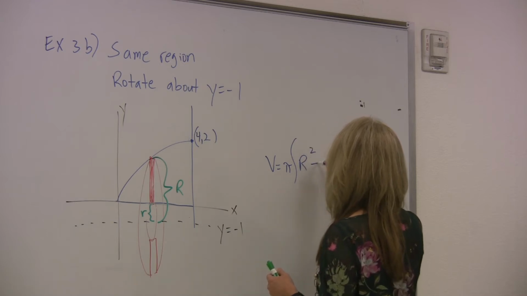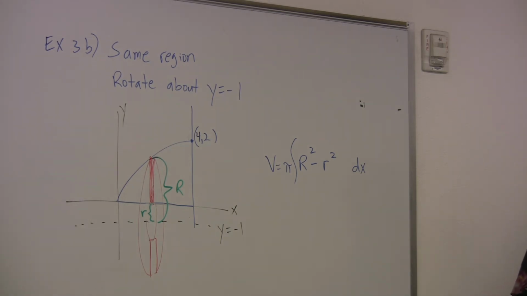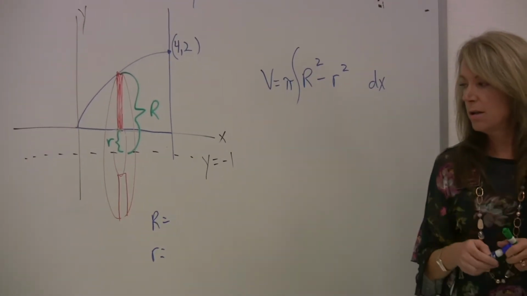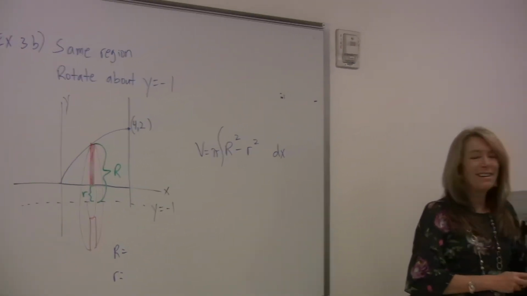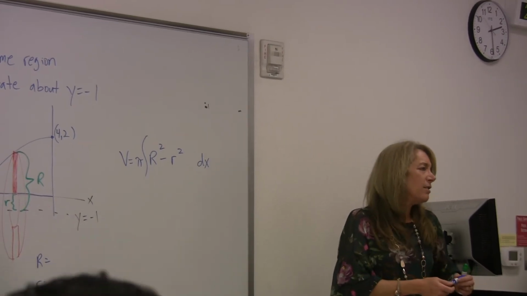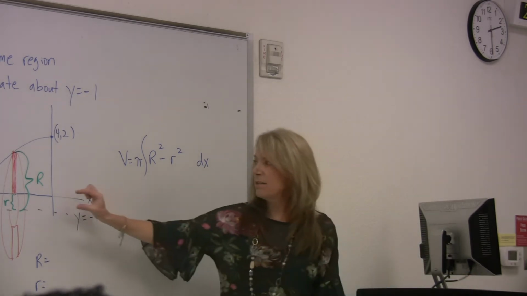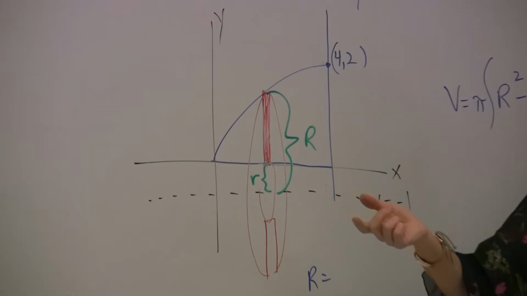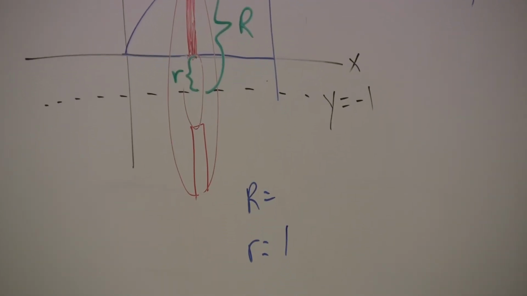And I know I need big R squared minus little r squared. So I need an expression for both of my r's. Big R equals and little r equals. One of them's easy, I think. I think little r is kind of straightforward. What's little r? 1, right? Just 1. This distance here is 1. No matter where I draw that slice, that little r is just from here to here, that distance is always just 1. That one's easy. 1.